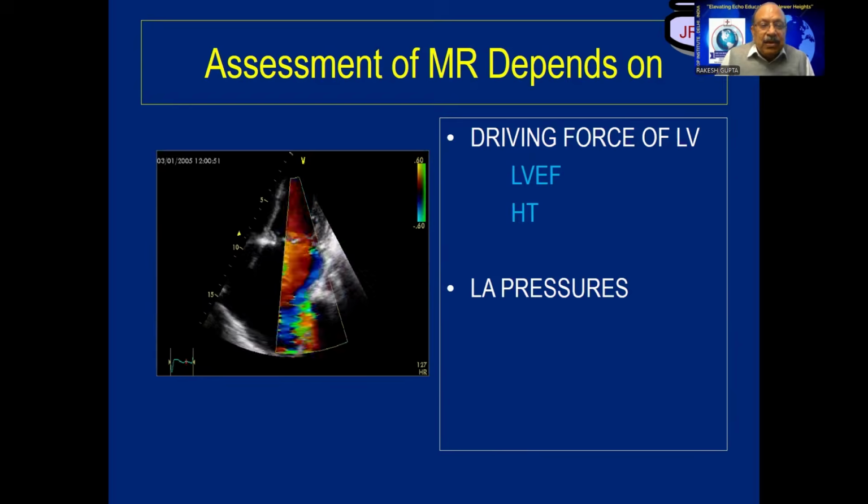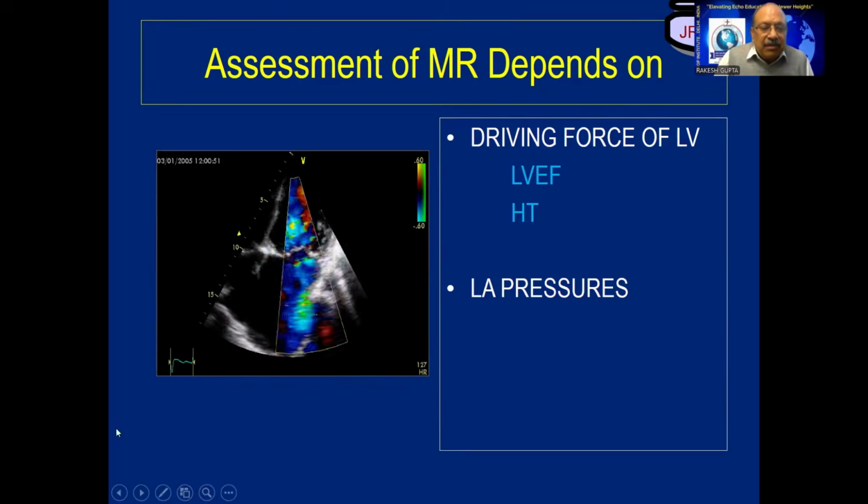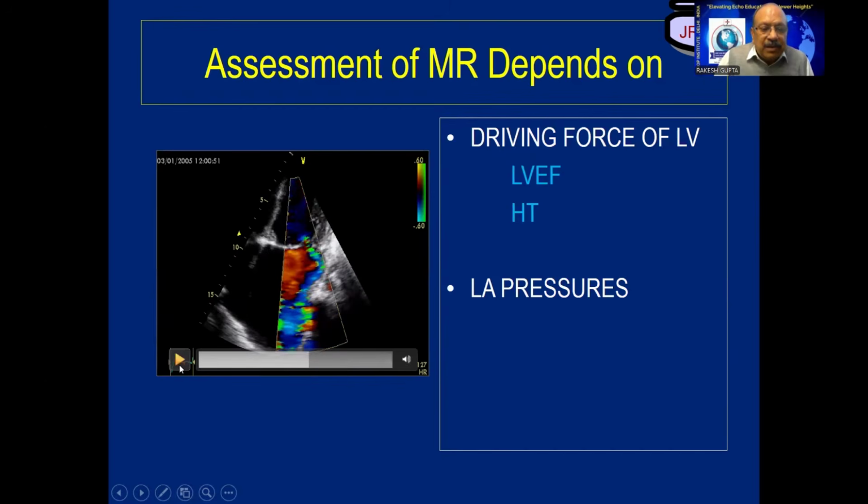Then second, now look at this patient. I'll hold it if I can hold it. Look, this is an eccentric jet which is hugging along the LA free wall. And if you look carefully, this jet is going back up over here. Correct? So if I calculate this jet area, I'll be underestimating it because it's eccentric.